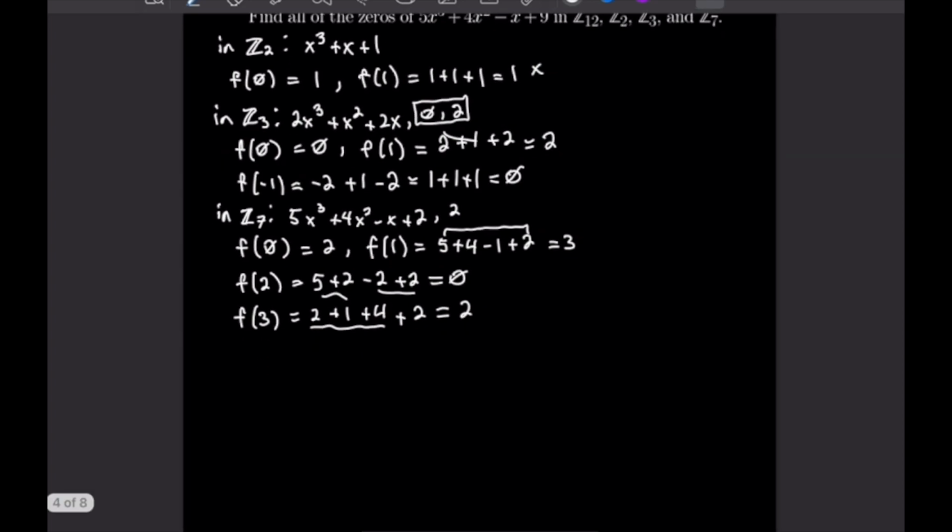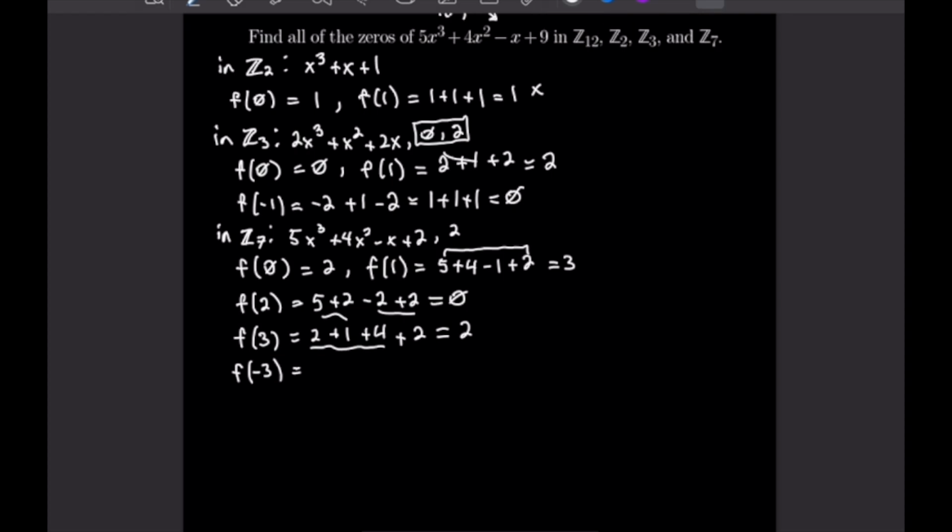And so next, instead of continuing to complicate the math, we're going to look at f of -3 and -2 and -1 to finish this off. So let's look at f of -3, noting that -3 is equal to 4 in Z7. So 5 times -3 cubed is just going to be -2, as we already know that 5 times 3 cubed is 2, and so -2 is 5, so that will give us a 5 for our first term.